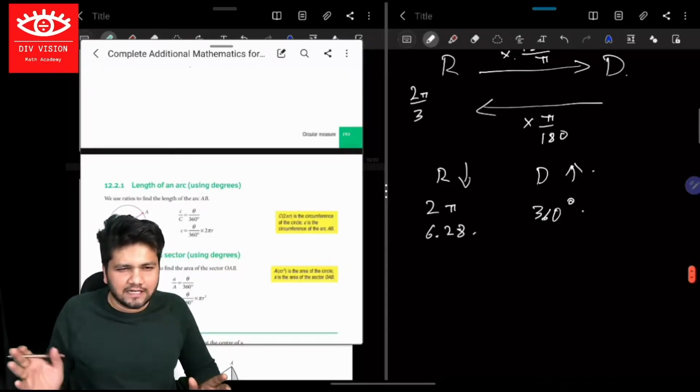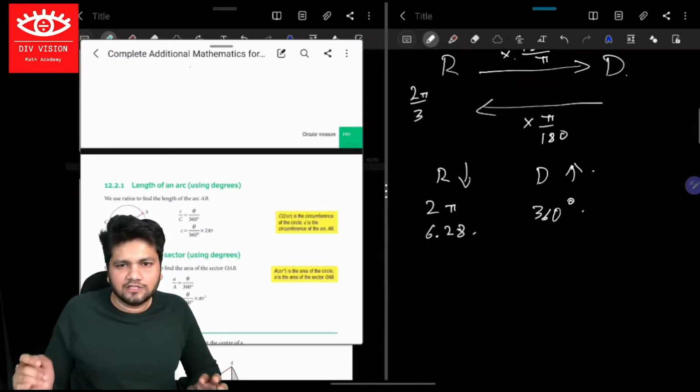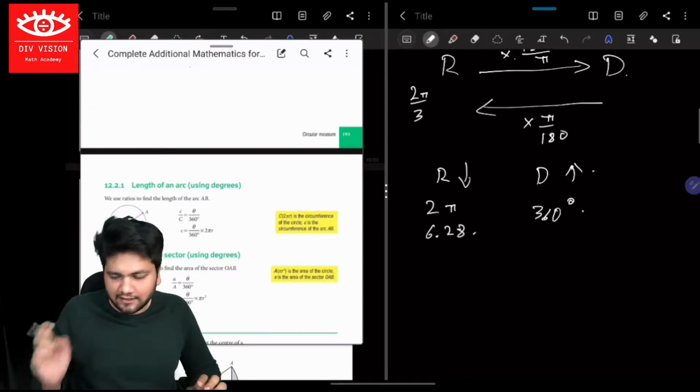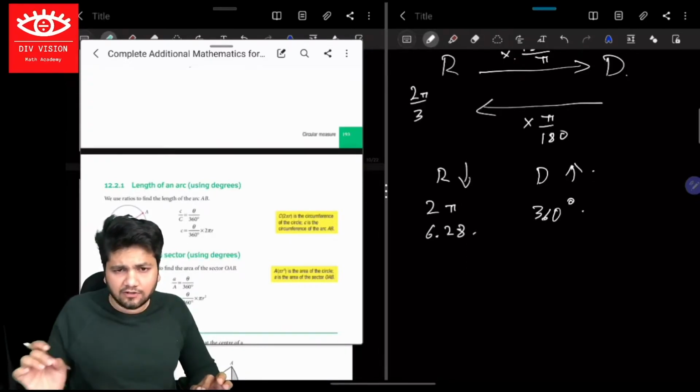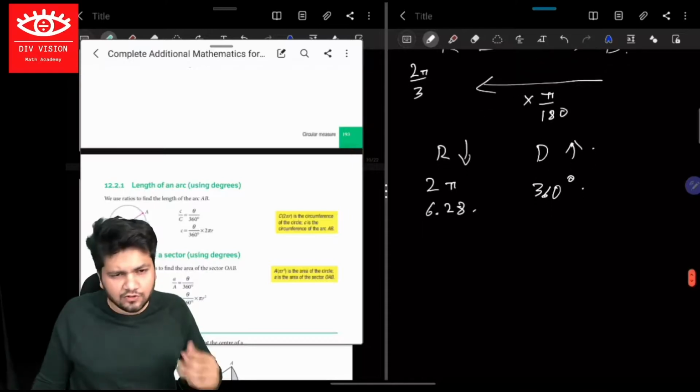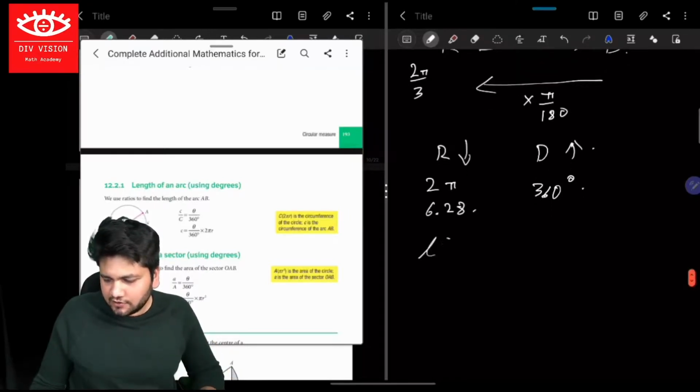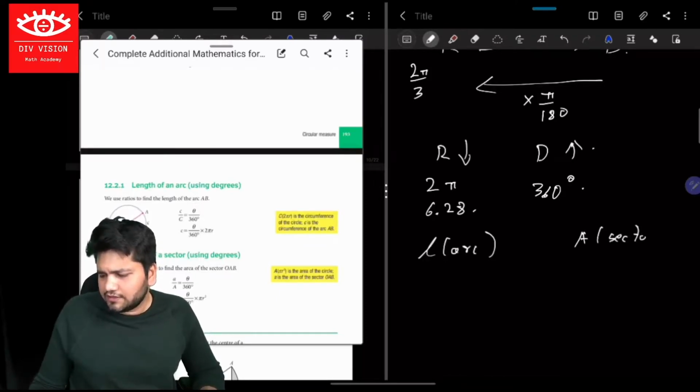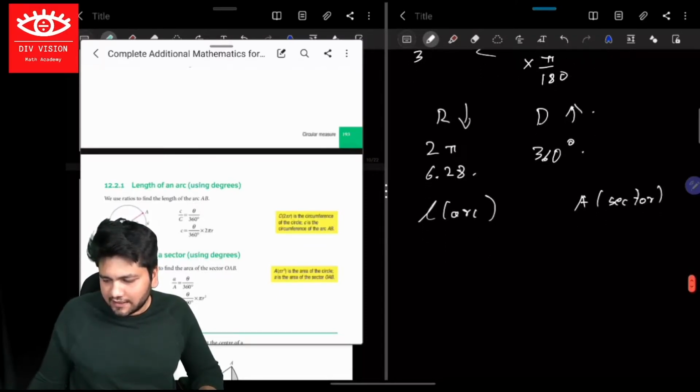I saw that there are not many past paper questions based on this, but there are questions based on length of arc and area of sector. I'm not going to take the proof. I'm just going to give you the formula directly so that we move on to the past papers. So now, length of arc and area of sector. I hope you know the definitions of area, sector and arc, and the difference.